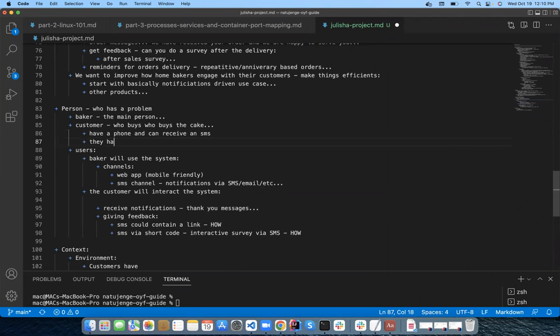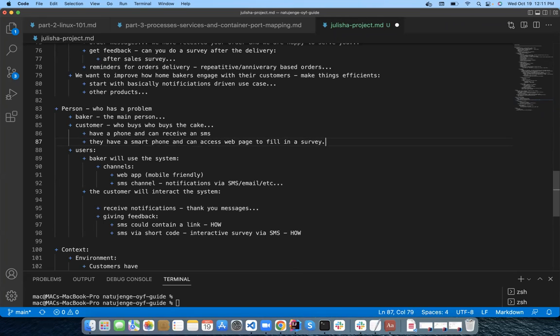And then they also have a phone and they can receive an SMS. They also have a phone. They have a smartphone, trust you me, and can access the web to fill in a survey.